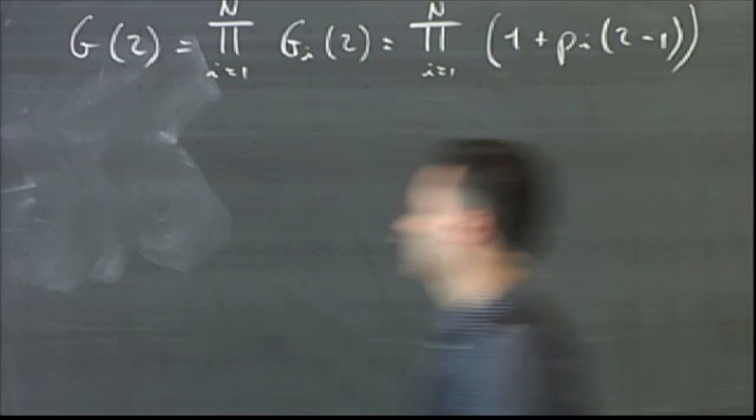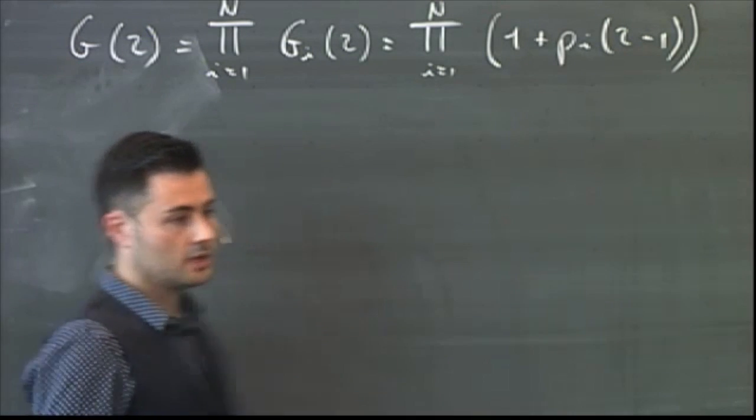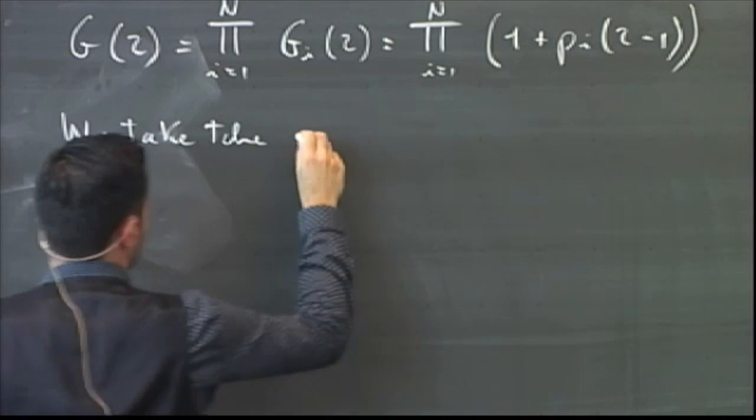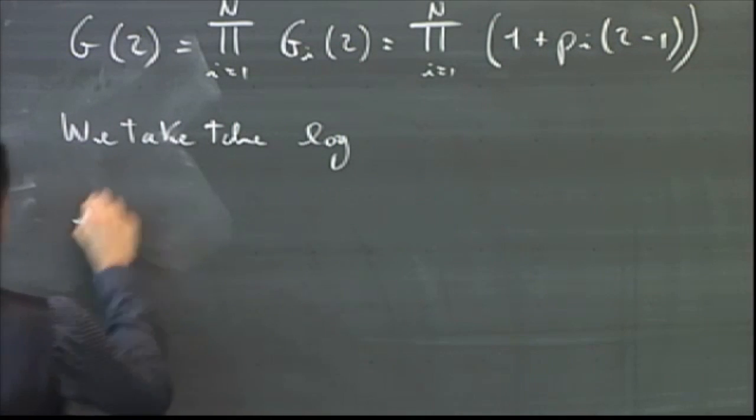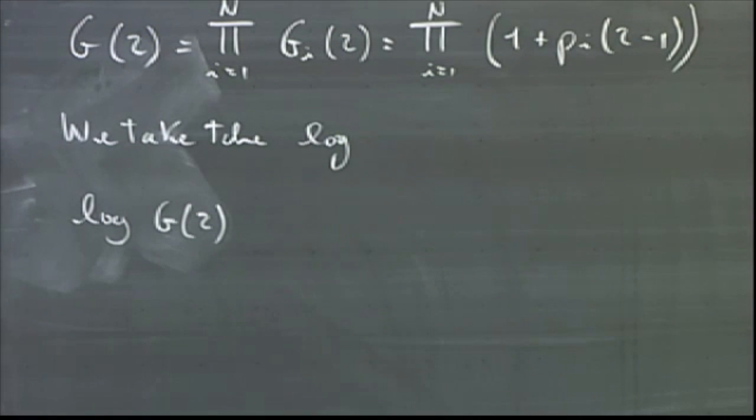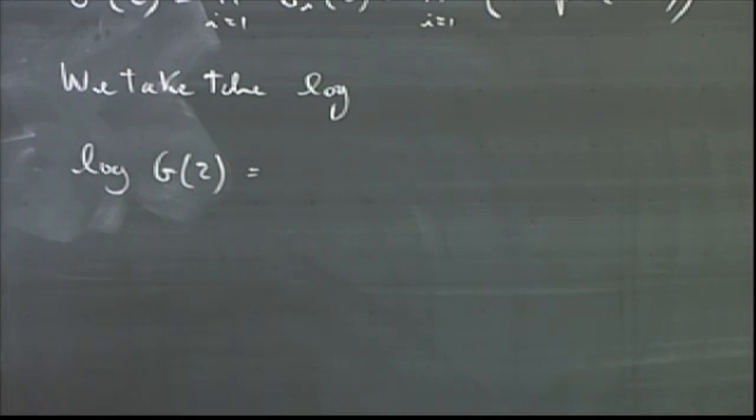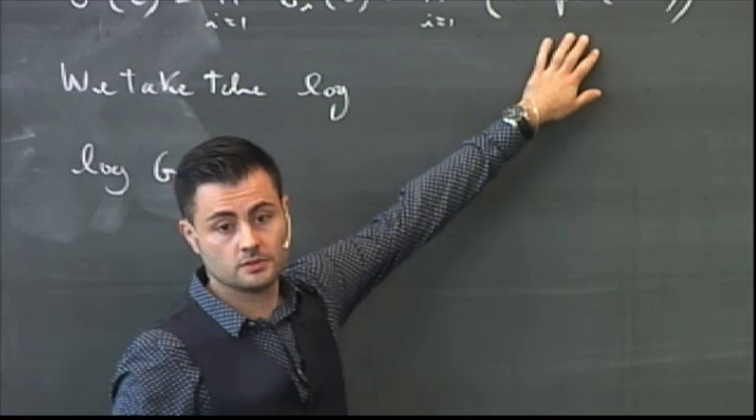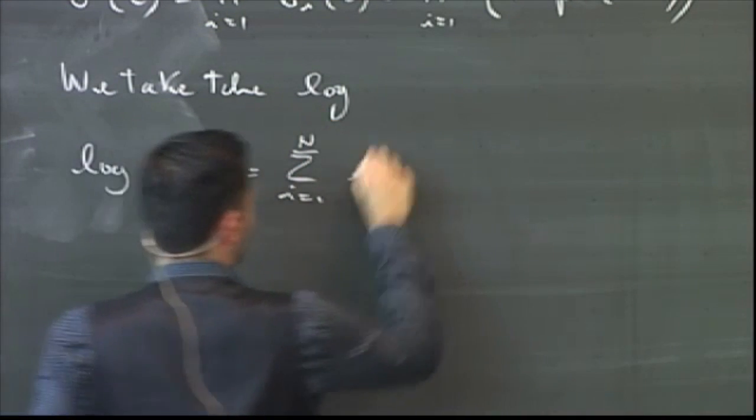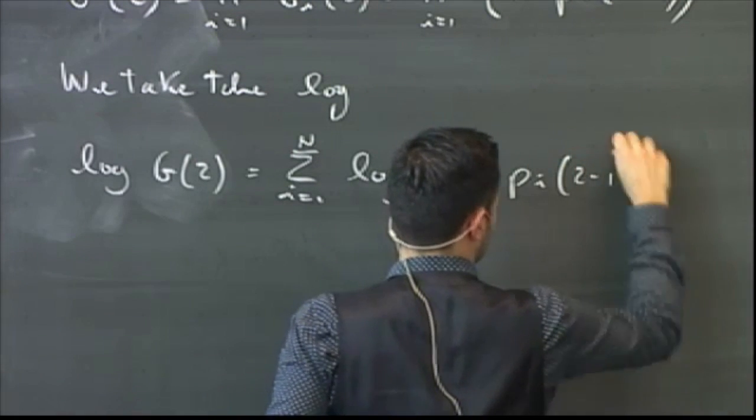Now, one thing that we can do is the following. Let's take the log on both sides. Here we have the logarithm of g of z. And here we have the sum of the logs, so it will be the sum from 1 to n of log of 1 plus p_i(z minus 1).